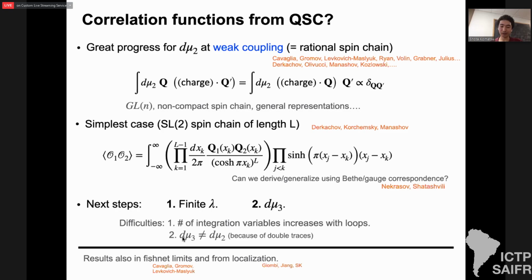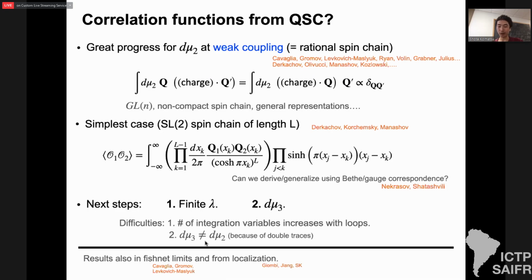So there are several difficulties that we expect. For example, the number of integration variables is actually going to increase as you increase the loop order. The second difficulty is that the measure for the 3-point function is going to be different from the measure for the 2-point function because of the double trace operators. I don't have time to explain that, but this is a natural expectation.